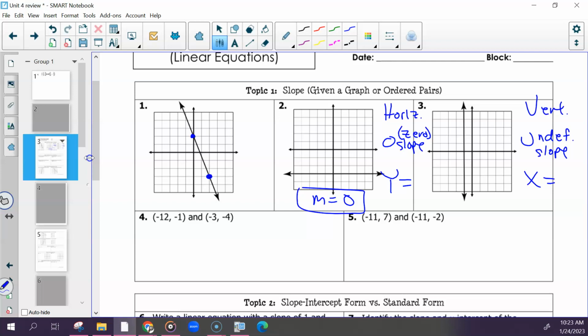How many units are we going down? We are going down. How many units are we going down? -5. And then how many units to the right? 2. So that would be -5 over 2. If you can simplify, do that. Do not put your slope as a decimal, though. And then make sure you're putting m equals or equals m at the beginning or at the end.